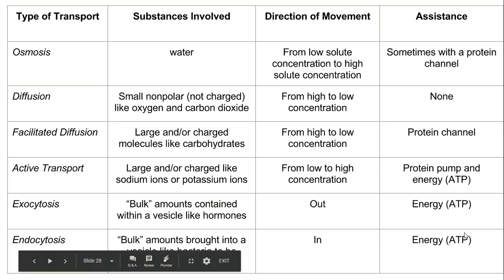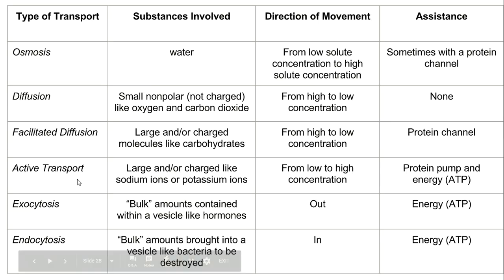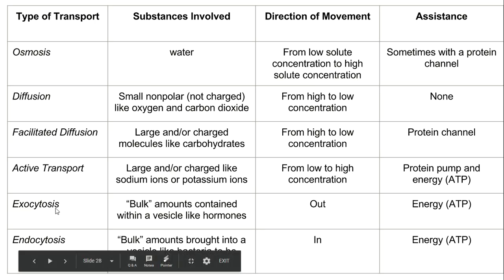Now, when we start needing energy, we start talking about the forms of active transport. So our specific active transport is going to pump larger charged molecules from low to high concentration. We can pump in, we can pump out, but if we're going to force it to be more crowded than it wants to, we have to force it with energy. Exocytosis, we take bulk amounts out, that takes ATP, and endocytosis, we take bulk amounts in, and that requires ATP.